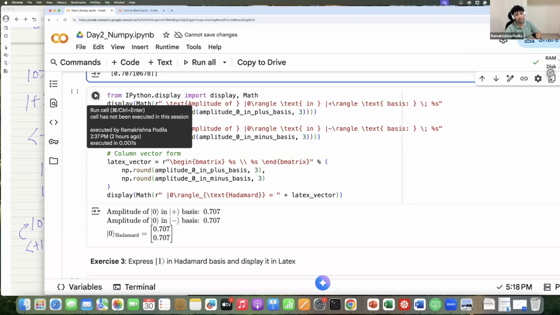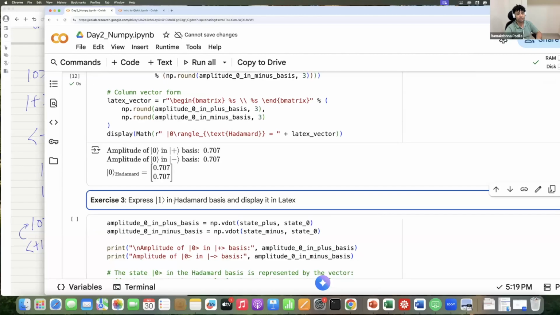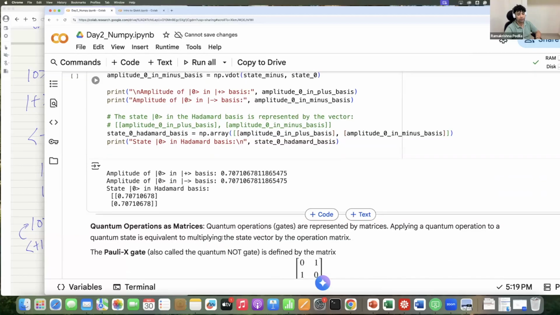When we use Qiskit, we have a much easier way to represent this math. So basically, this simply represents it in a better way, so you just see it in a better way. Here, this is an exercise for you where you express 1 in the Hadamard basis and display it in LaTeX. I'm not going to go through this, but when the code is shared with you, you could go through the code yourself and make sure that you're able to follow along.